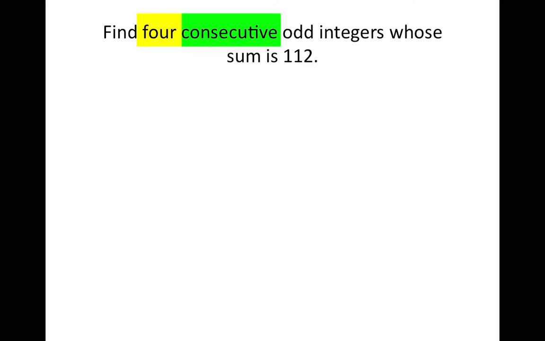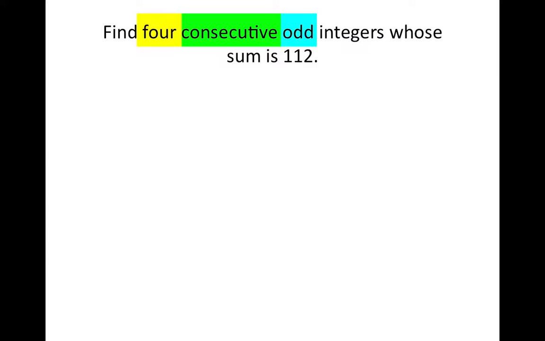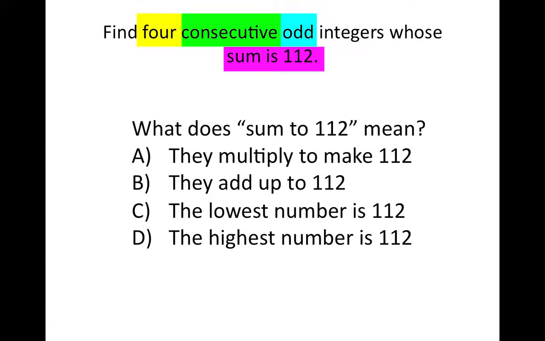For example, if I asked you to name consecutive days of the week, you might say Thursday, Friday, Saturday. These numbers should be odd, meaning they're not even. They're not divisible by 2. So like 11 and 39 are odd numbers, 14 and 20 are even numbers, you remember. Finally, these 4 consecutive odd numbers should sum to 112. I know you've seen the word sum before, so what does this phrase mean?